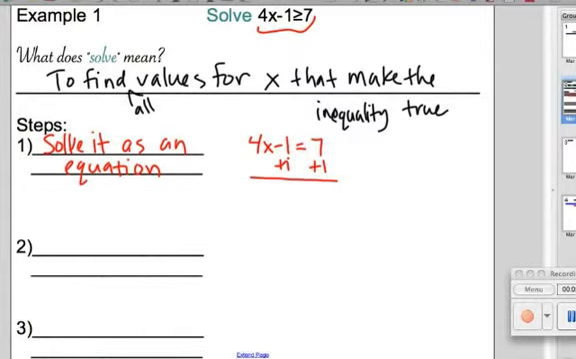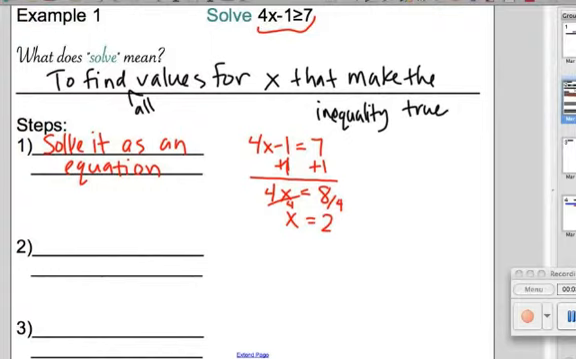Add 1 to both sides. I get 4x alone equals 8. X equals 2. Oops, I did a step in my head there, but I divided both sides by 4. So I get x equals 2. That's my first step. I got what was called the boundary point.